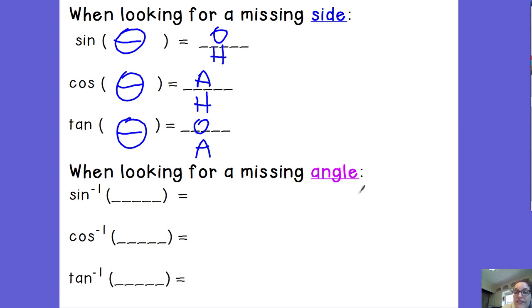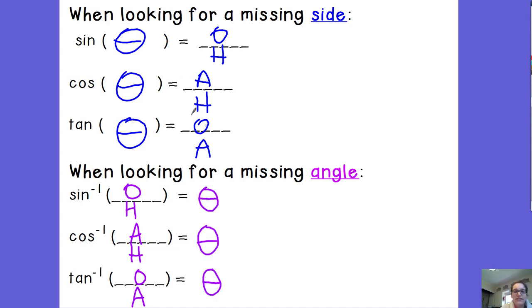Well, when we're looking for a missing angle, that's what we're trying to find. We do not know the angle, so we cannot plug the angle into the parentheses. What we do know is the ratio. So we're going to plug the ratio, opposite over hypotenuse, adjacent over hypotenuse, or opposite over adjacent, into the parentheses using an inverse trig, and that will give us that missing angle. So the reason these are called inverse trig functions is it's the reverse. Instead of plugging my angles in and getting the ratios, I'm plugging my ratios in and getting the angles.